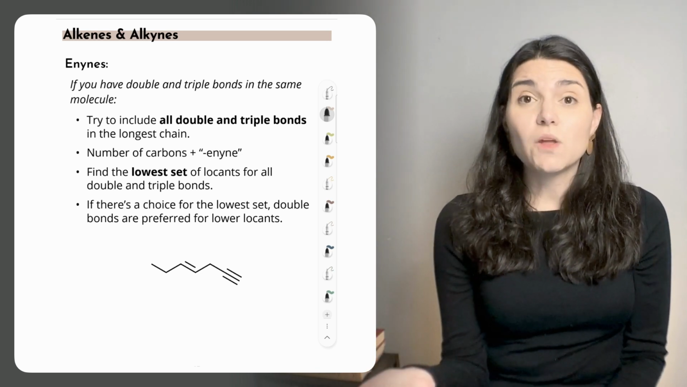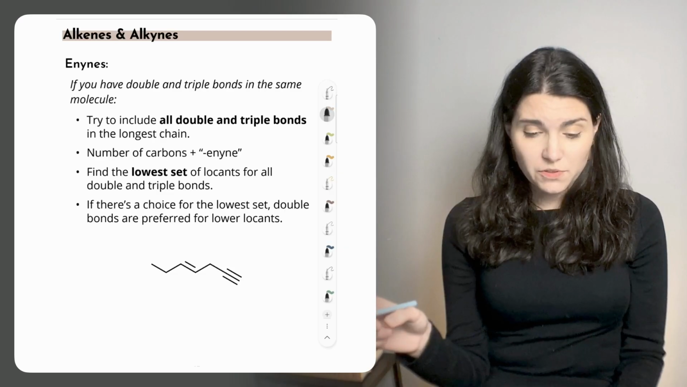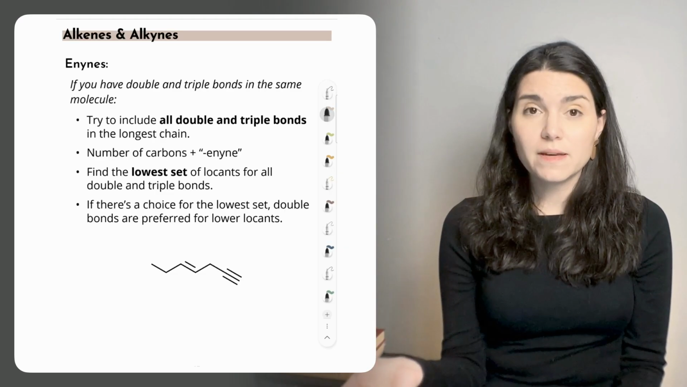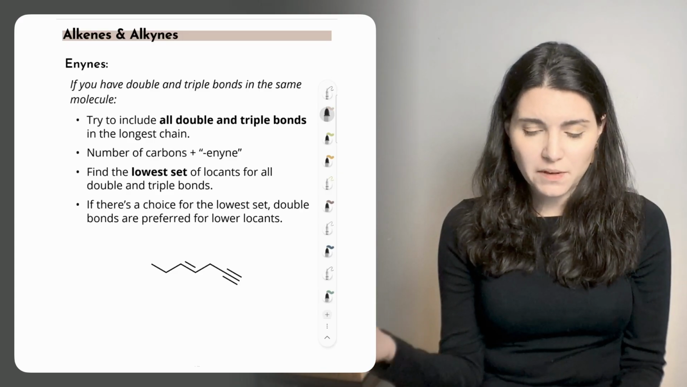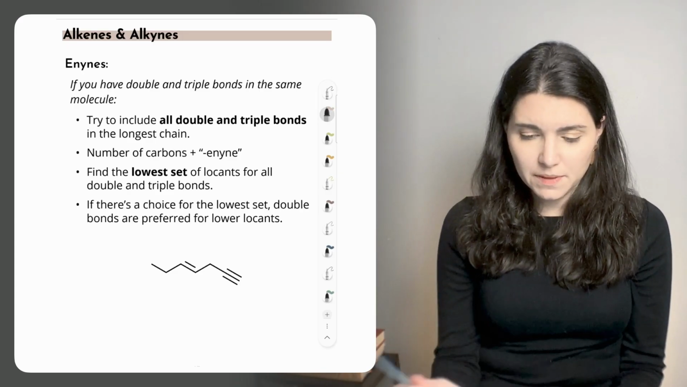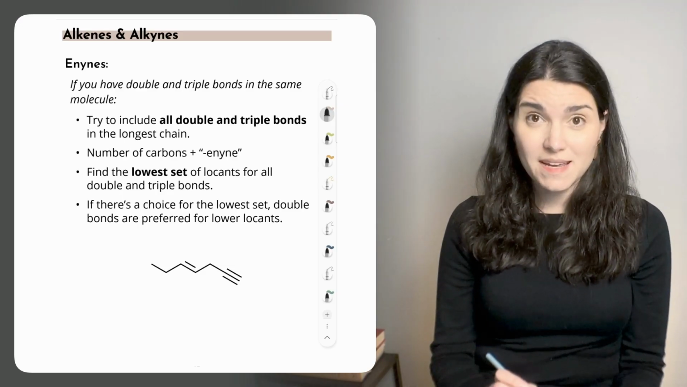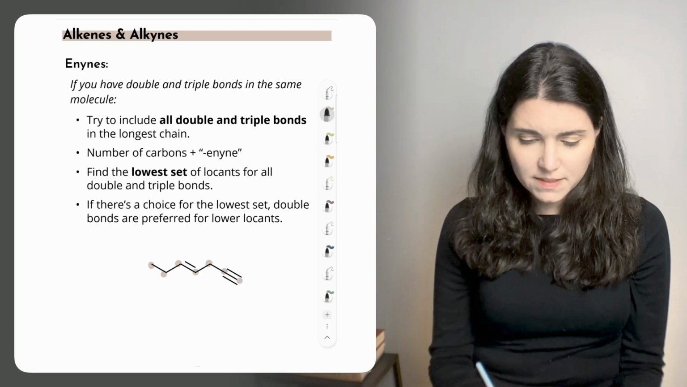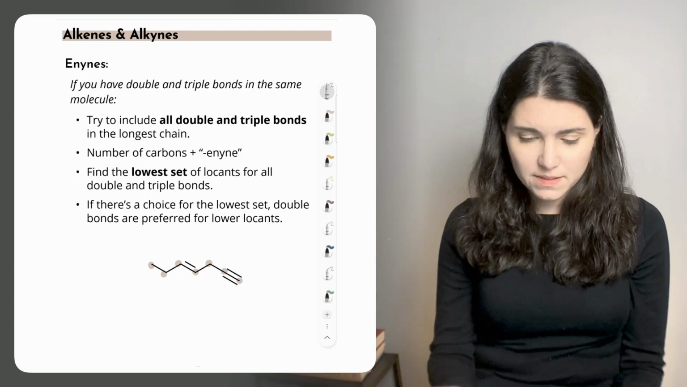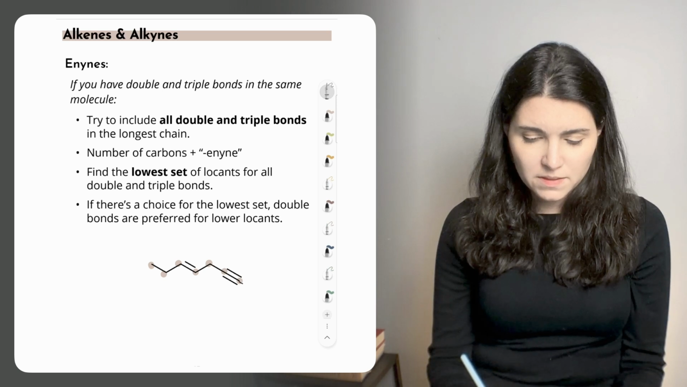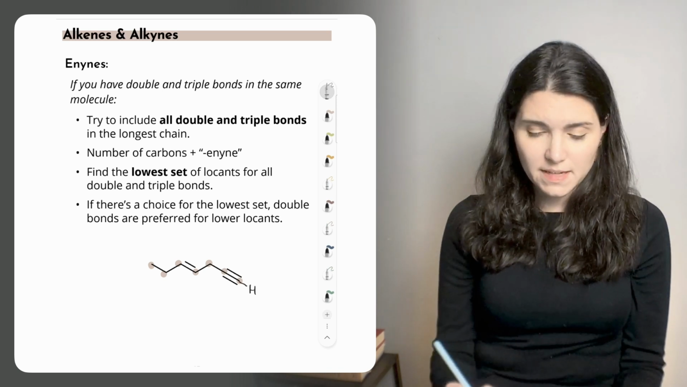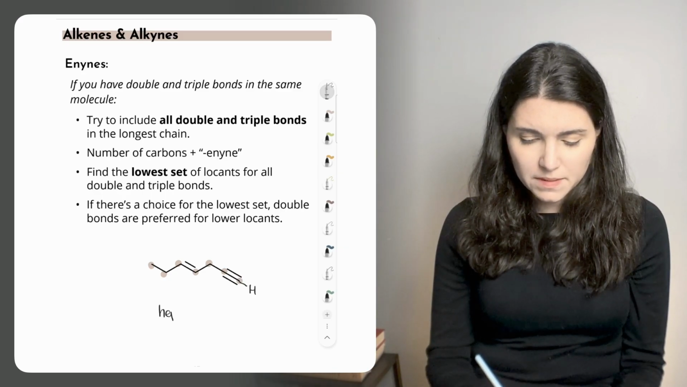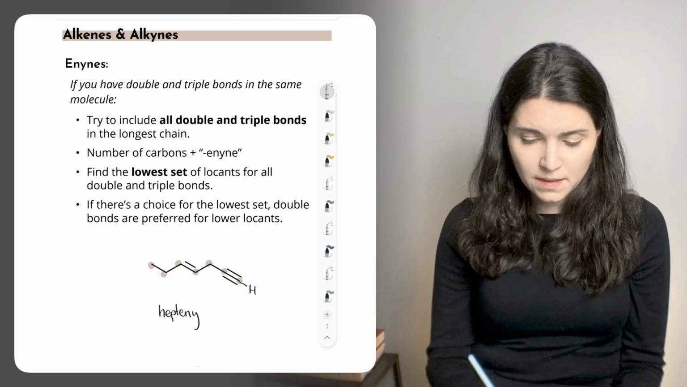So then you're going to find the lowest set of locants for all of the double and triple bonds. And if you have a choice for the lowest set, you'll give the double bond the priority for having the lower number. So I'll show you what I mean by that in one of my examples. Let's go through an example here so you can see how to name an enyne. So we've got 1, 2, 3, 4, 5, 6, 7 carbons on this little molecule here. Remember this alkyne is terminal, so it's got an implicit hydrogen there that isn't drawn in, but it's understood to be there. So that's hept-enyne.